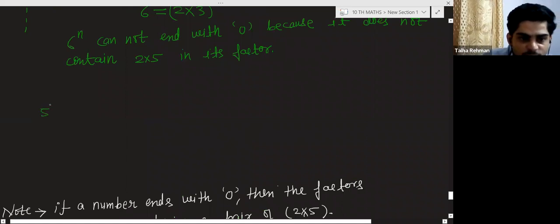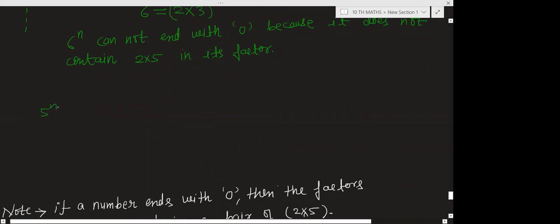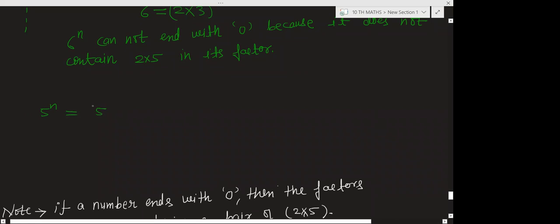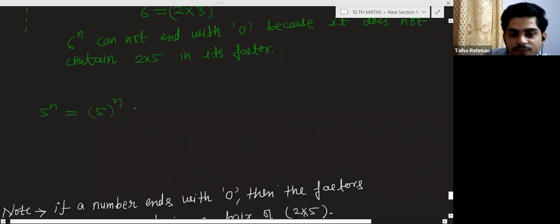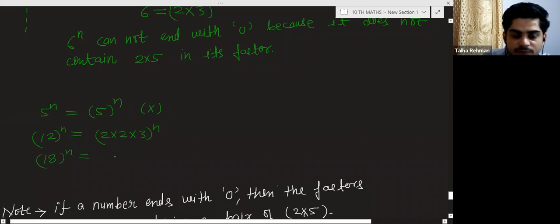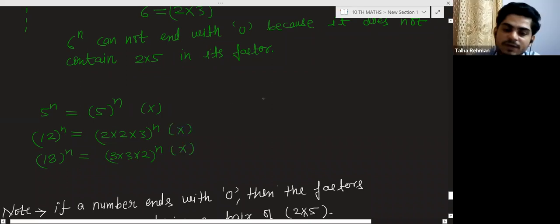Like I am saying, can 5 to the power n end with 0 or not? You factor 5 like this. Does this number contain 2 into 5? No. If I am saying 12 to the power n, first you should factorize this number. Will this number end with 0 or not? No, sir. Okay, very good. 18 to the power n? No, sir. Can you solve these kinds of questions now? Yes, sir. Okay, one last question.